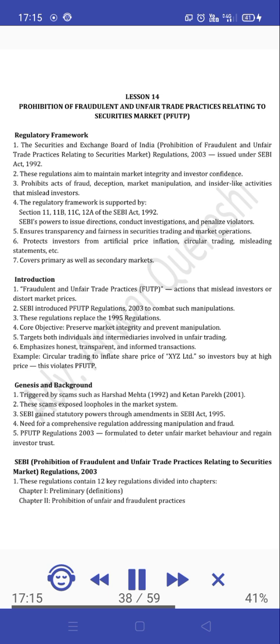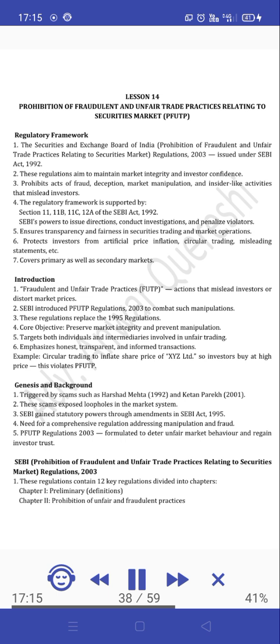Genesis and background. 1. Triggered by scams such as Harshad Mehta 1992 and Ketan Parekh 2001. 2. These scams exposed loopholes in the market system. 3. SEBI gained statutory powers through amendments in SEBI Act, 1995. 4. Need for a comprehensive regulation addressing manipulation and fraud. 5. PFUTP Regulations 2003: formulated to deter unfair market behavior and regain investor trust.